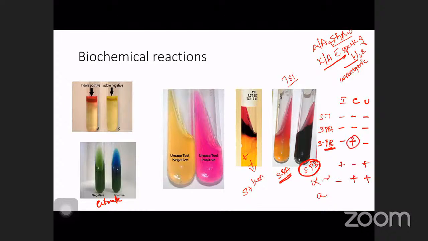So citrate is positive, xylose is positive, arabinose is positive. So all of these will be positive for Salmonella paratyphi B, whereas for Salmonella typhi almost everything will be negative except for xylose. So this is about the biochemical reactions.